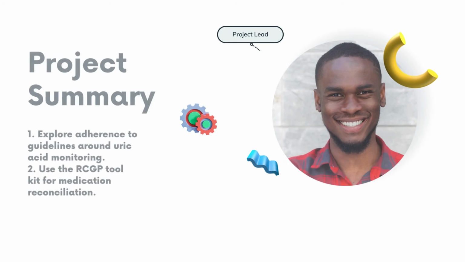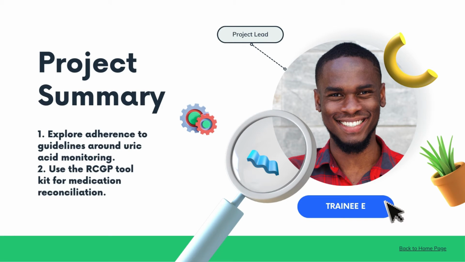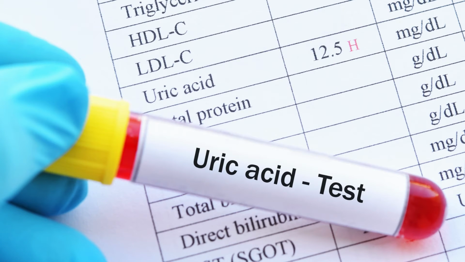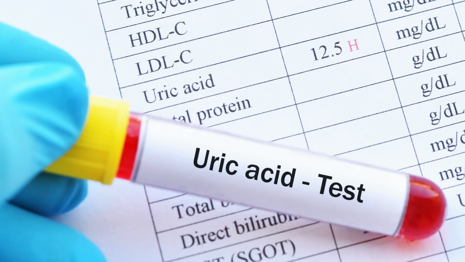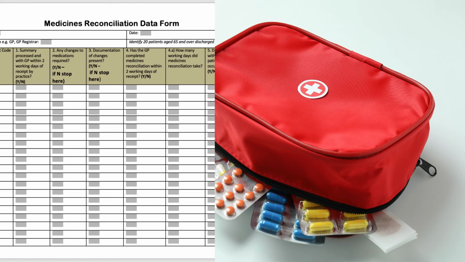Meet E. He engaged in a quality improvement initiative that monitored the frequency of measurement for uric acid levels in patients without chronic conditions who were prescribed urate-lowering therapy for gout, going back 2 years and checking how practice aligned with guidelines. Additionally, he actively engaged in medication reconciliation using the RCGP toolkit as a valuable resource in this process.